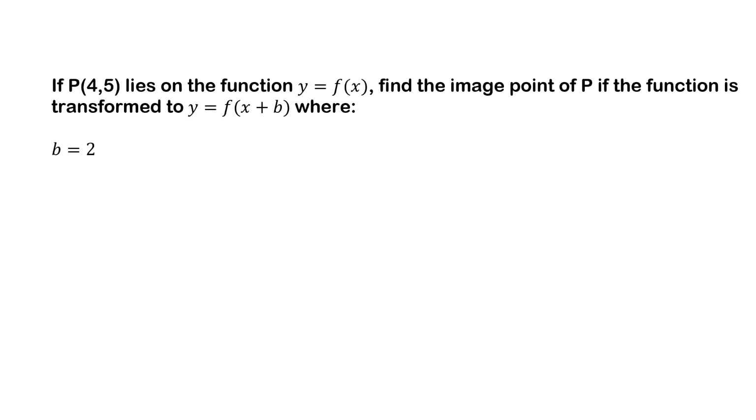If we have a point P with coordinates (4, 5) that lies on the function y equals f(x), find the image point of P if the function is transformed to y equals f(x + b), where b equals 2. Since b is positive, there is a shift to the left.